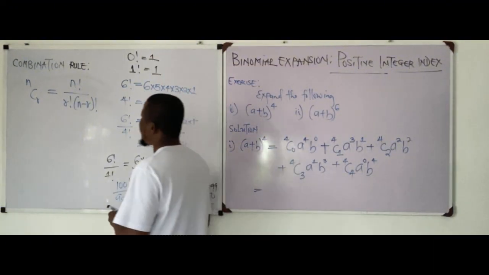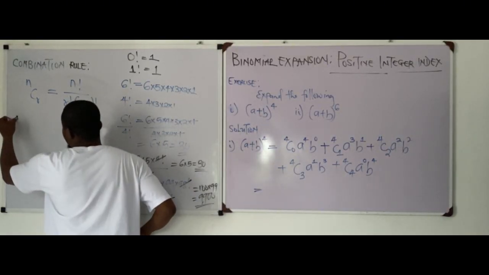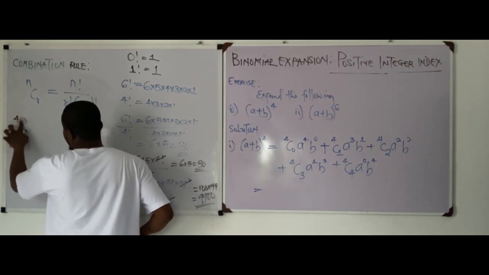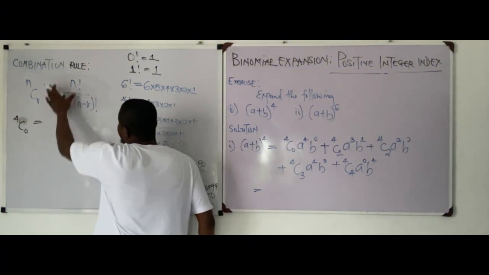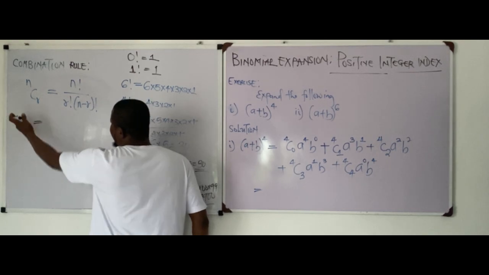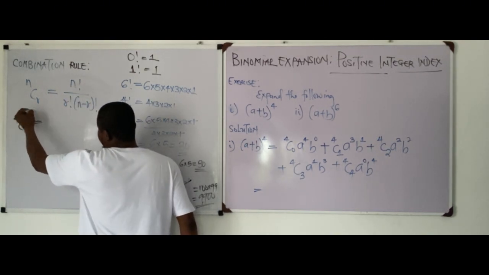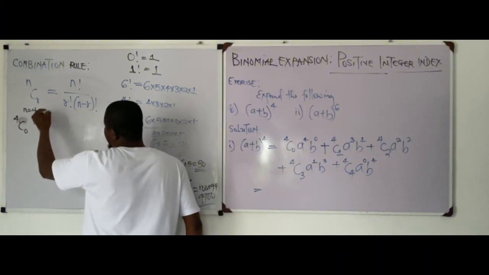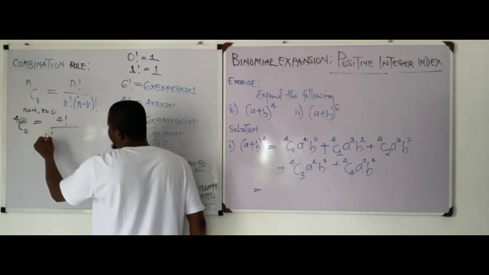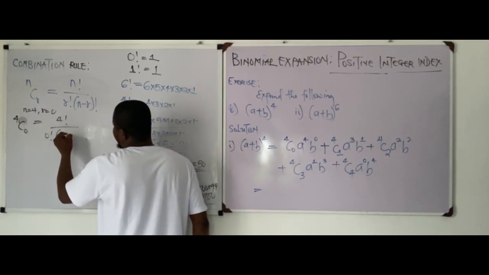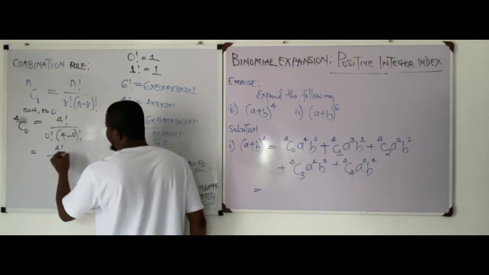Okay, let's come back to our combination. Let's solve something like 4 combination 0. Like we have in the formula for the rule, n combination r is equal to n factorial over r factorial times n minus r factorial. In this case, our n is 4, our r is 0. So following the formula, we have 4 factorial over 0 factorial times 4 minus 0 factorial. And this gives us 4 factorial, right?